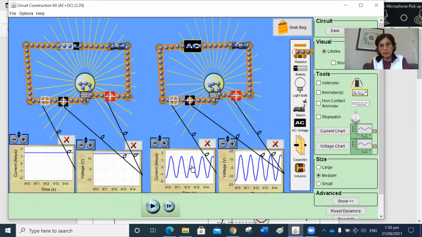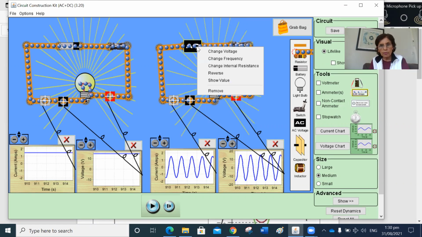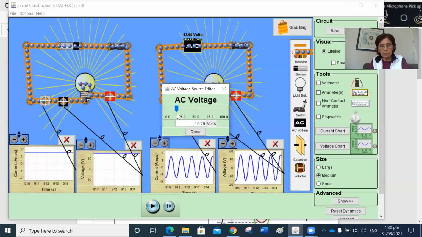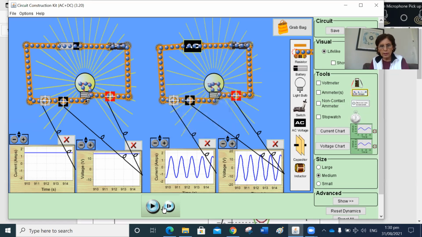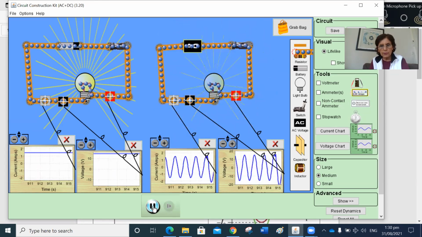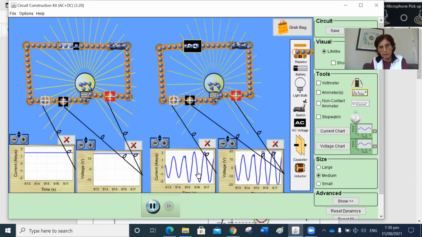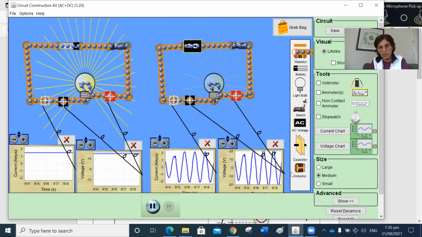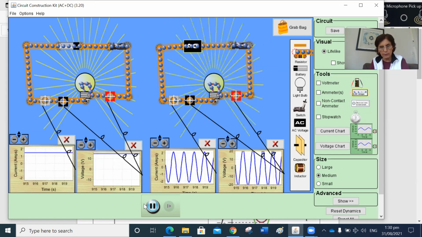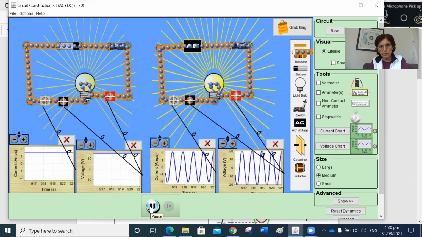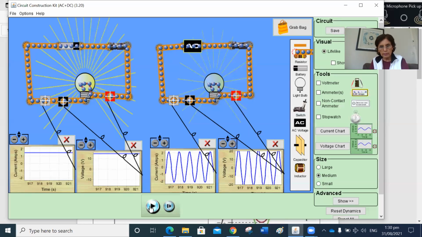Now, another thing is that we can also change the current and the voltage. So if I change the voltage of this one, presently it is 15.29. Let's say I make it a little bit higher, 20, done, and start it. So now you can see that the lamp is flashing faster, and in this graph, you can see that current has increased and voltage has increased. I will just stop it somewhere over here.